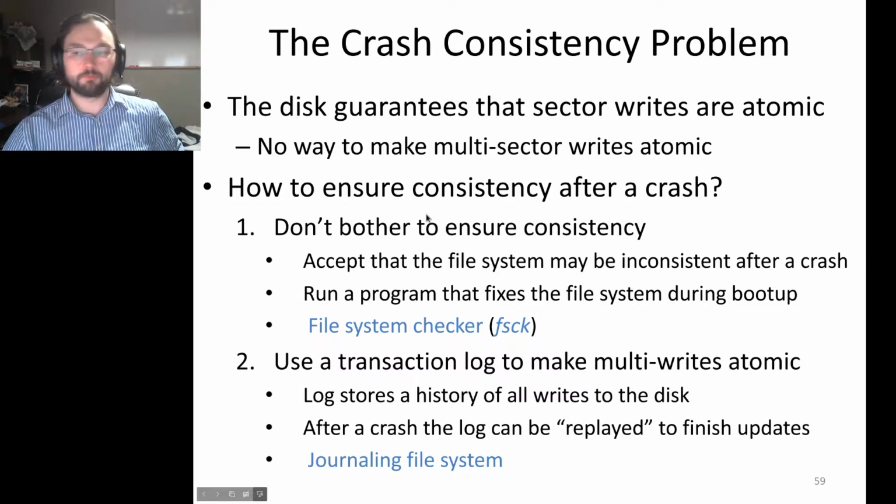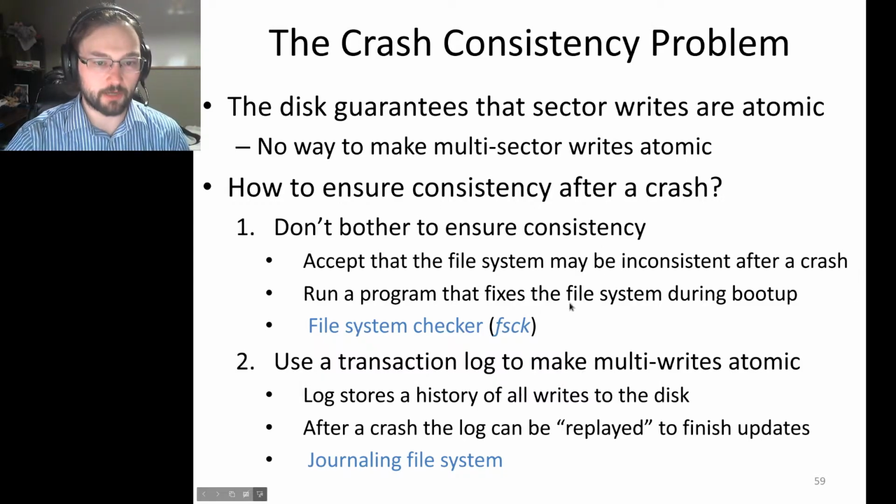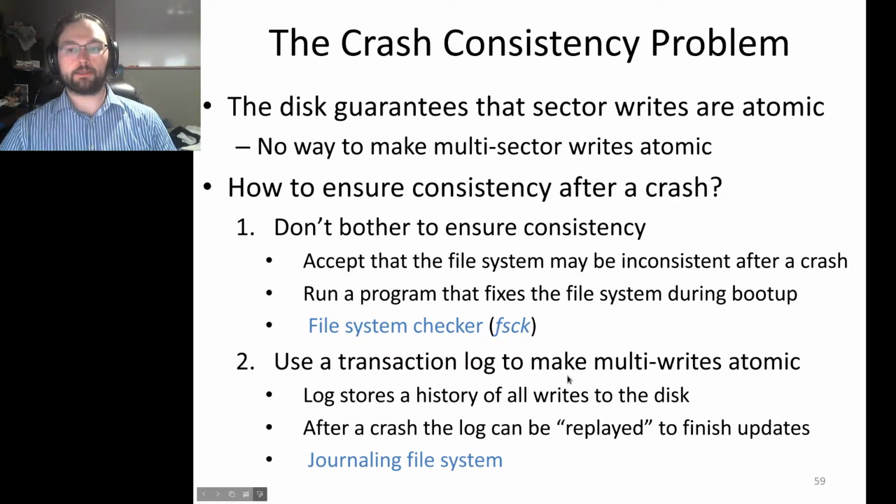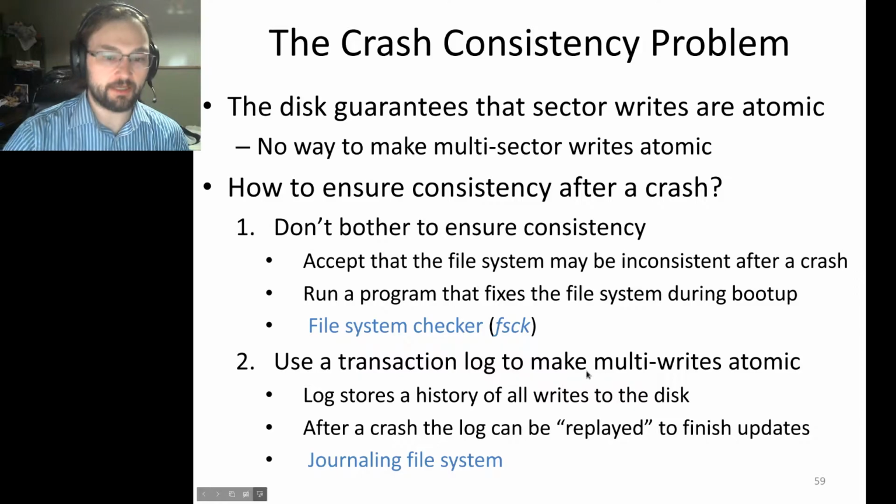But there's some benefits to this strategy, and one of the benefits is that it is sort of lazier than making the data structure more complicated to try to guarantee consistency. Plan B is we're going to modify the way that we do file systems to try to make multiple sector writes atomic.